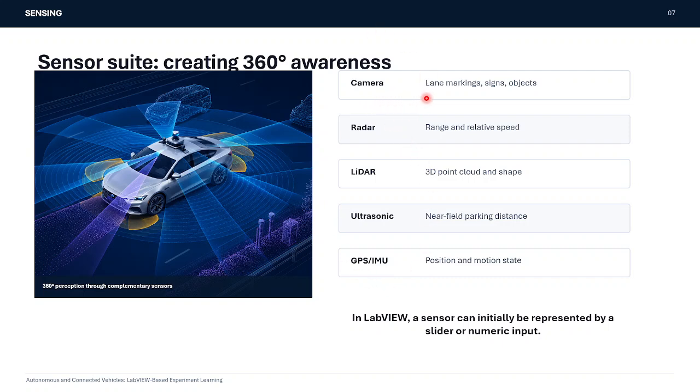The camera is used for lane marking and sign and object detection. The radar is used to find the range and relative speed. LIDAR gives a 3D point cloud and shape. Ultrasonic is used to understand the parking distance, so we can park the vehicle properly and effectively. GPS and IMU give position and motion state.